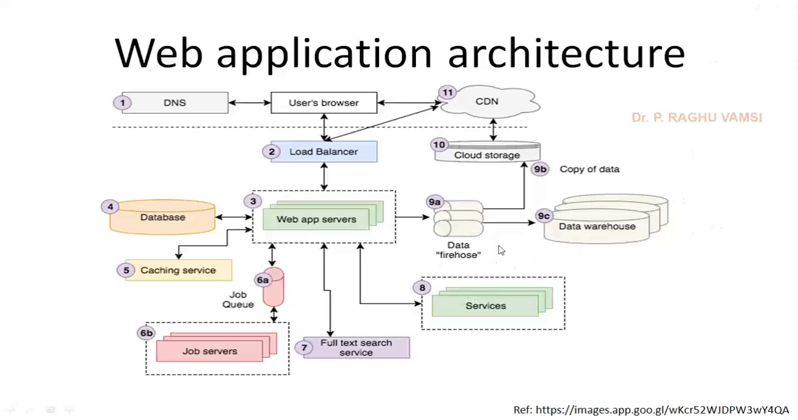Then data firehose, then data warehouse. If it is using cloud services, then it may go into the cloud. Then the CDN services. Then finally it will give back to the browser.